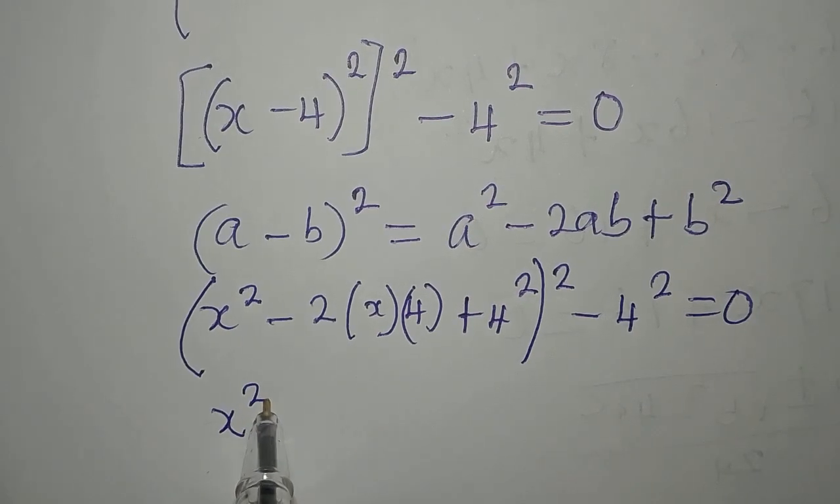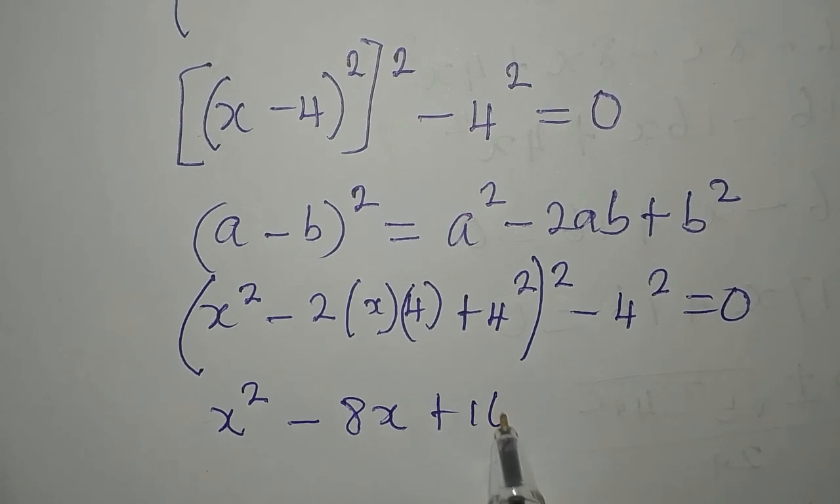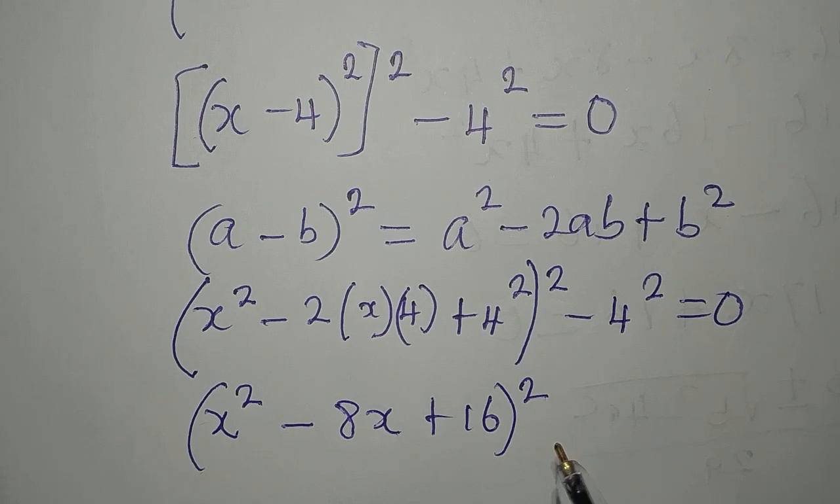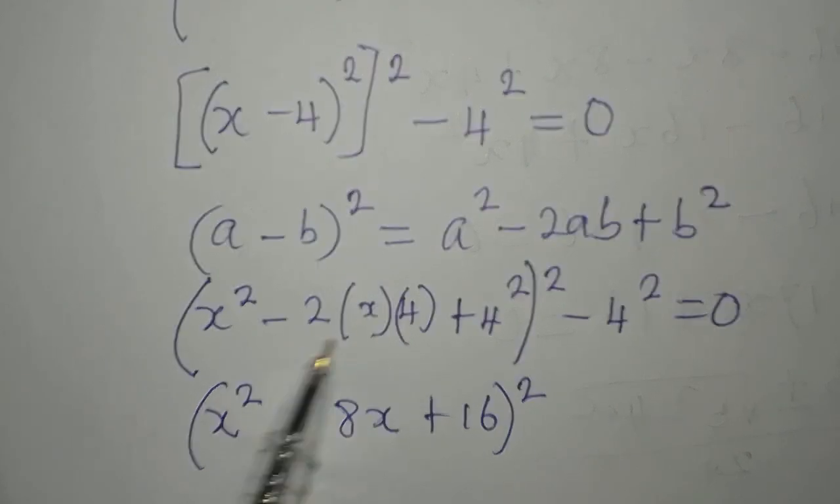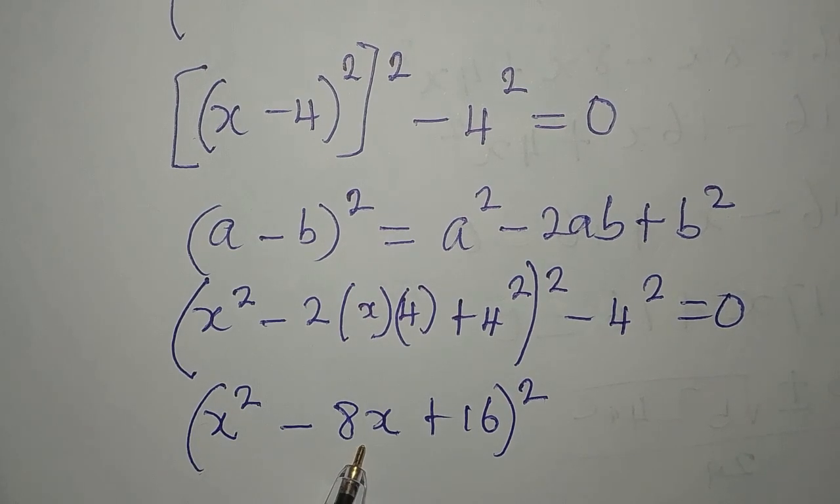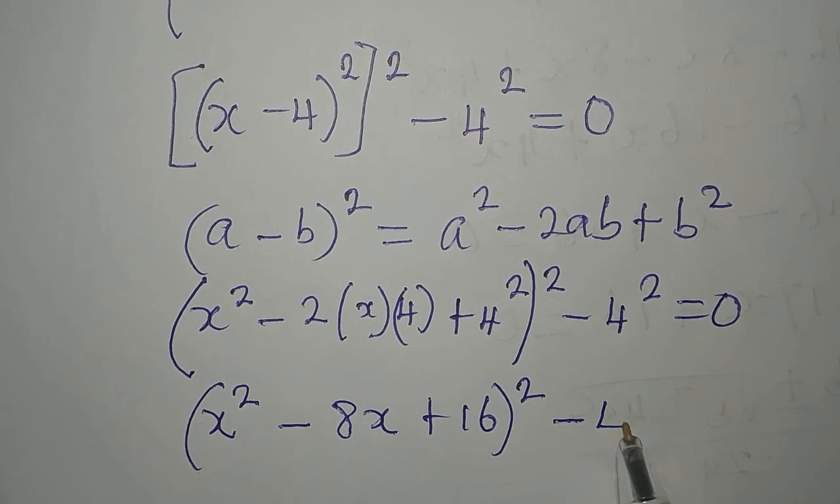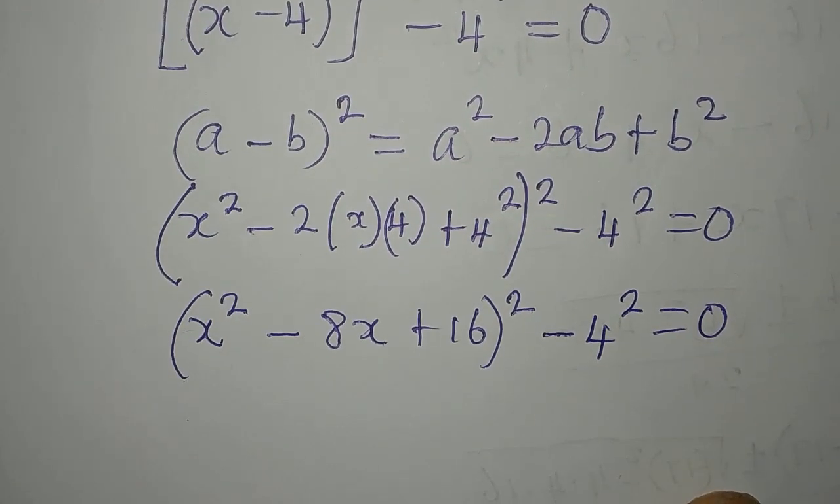We have x² − 8x + 16, and there's a square on it, right? And I want to believe you know how I got this. x² is out. 2 times x times 4 is 8x. Then 4² is 16. Then we have minus 4² and everything is equal to 0.